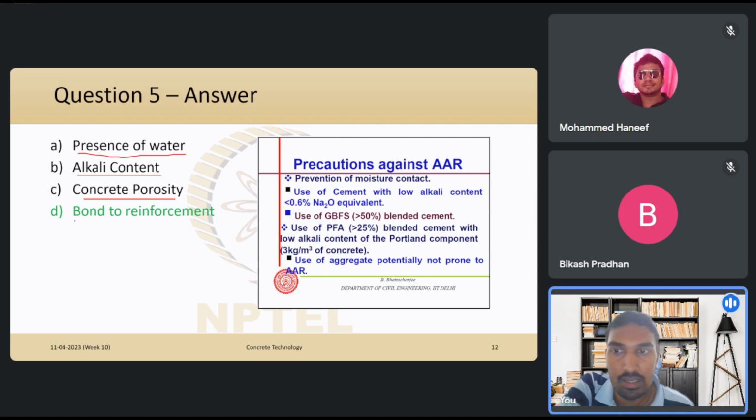Whereas in D, the bond to reinforcement, reinforcement does not really play a role here. It is because it's a reaction between the cement and the aggregates. So reinforcement really does not play a role here. Therefore, this is the factor which least affects the alkali aggregate reaction. So the right option is D.